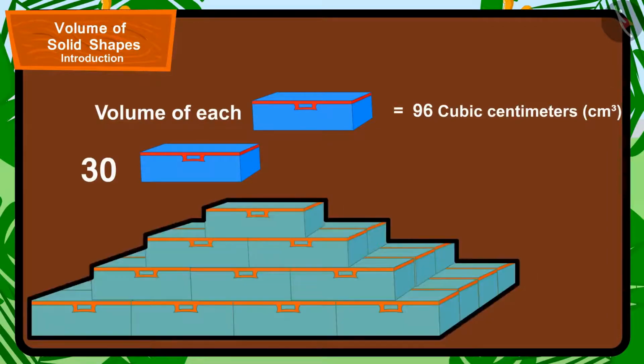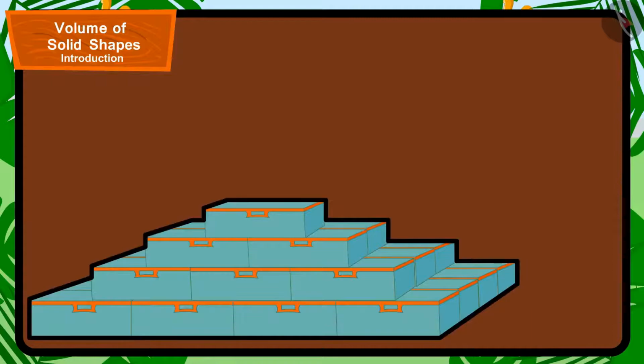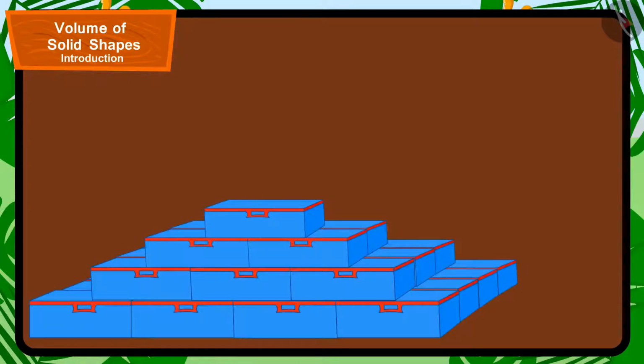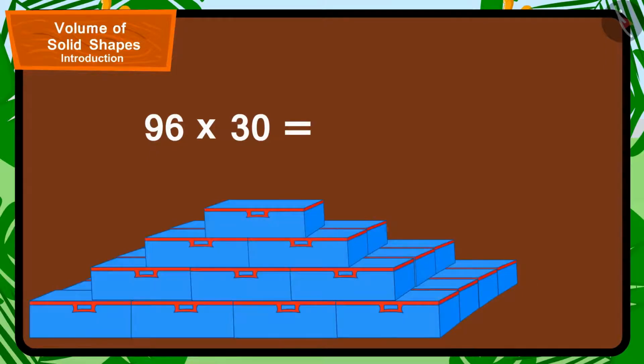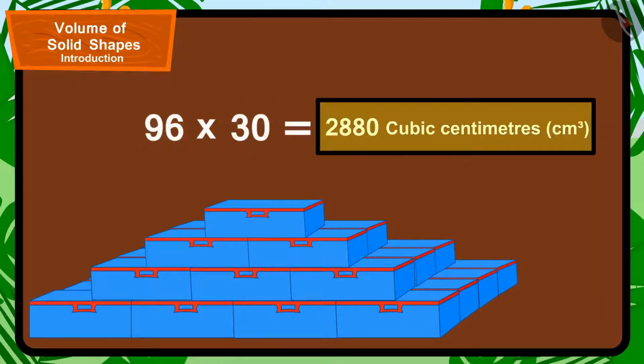To find the volume of the total number of compass boxes being used in the shape created by Babban, we will have to multiply the volume of one compass box by the number of total compass boxes. In this way, the volume of all the compass boxes being used in the shape made by Babban will be 96 by 30, 2880 centimeter cube.